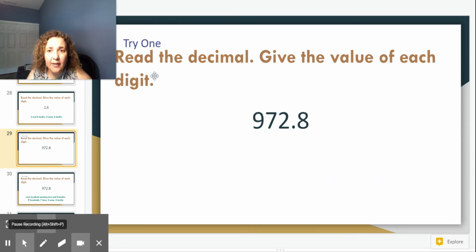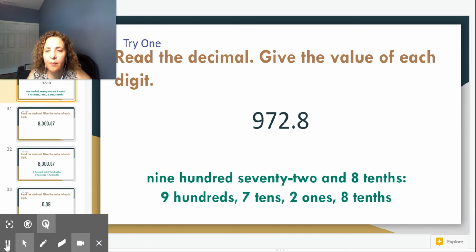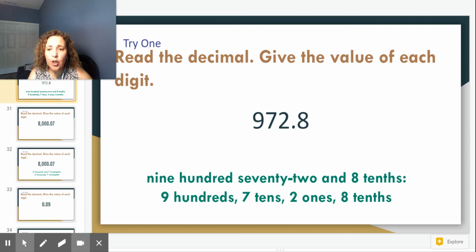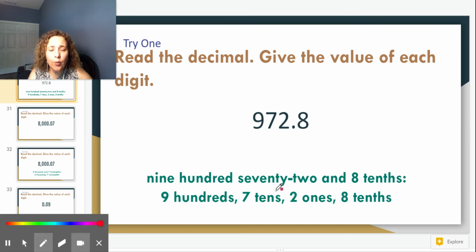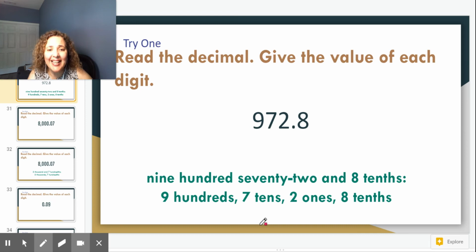Okay, you try this one. You're going to read the decimal and give the value of each digit. So write it down in your math notebook and then come back to me. Okay, so you read it 972 and 8/10. The 9 is in the what place value? The hundreds. The 7 is in the tens. The 2 is in the ones. And the 8 is in the tenths.